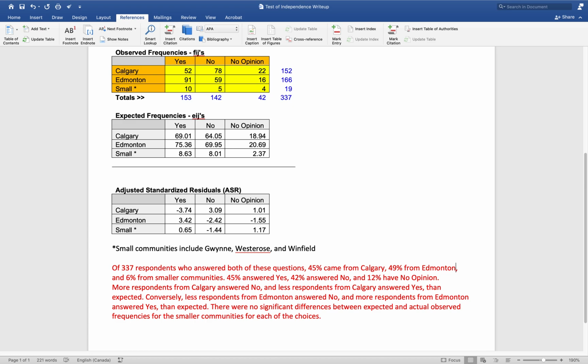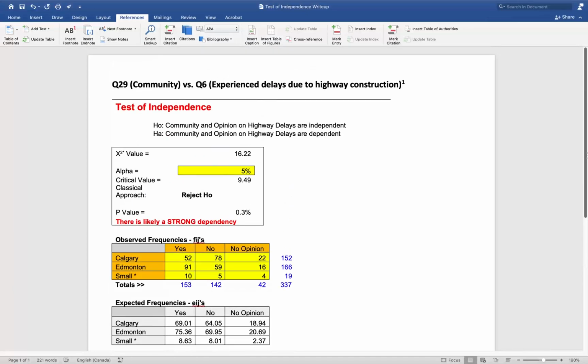And then I describe the relationship here. And so this is talking about here then these standardized residuals, adjusted standardized residuals here, and which ones are significantly higher and which ones are lower. And so that is it. That's how you write up the question in your report.